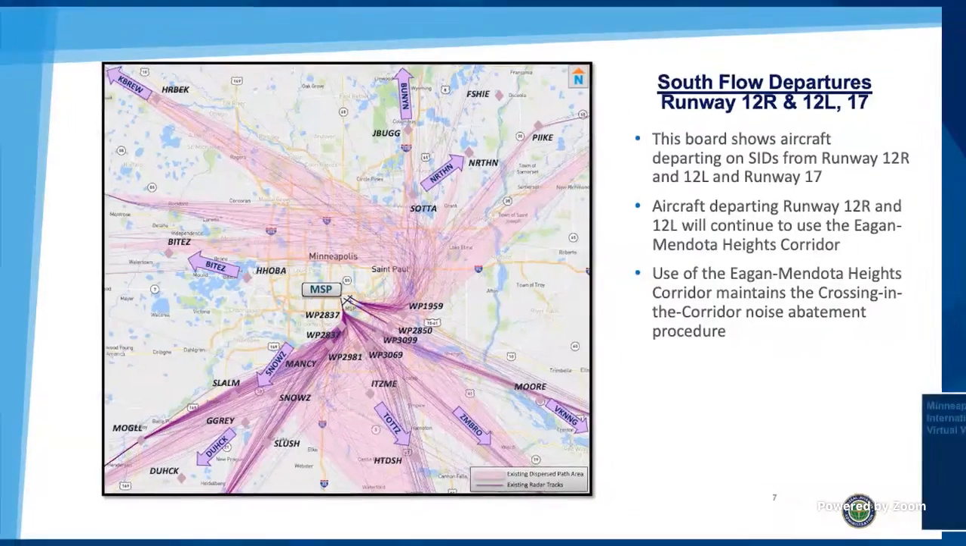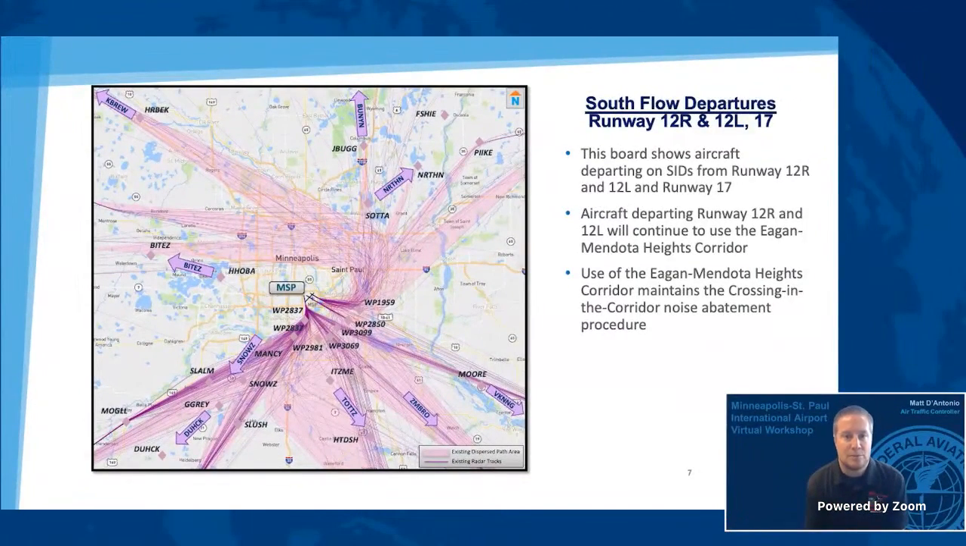Part of the new proposed departure procedure designs in South Flow was intended to deconflict with arrivals and departures. This means that the proposed departure procedures will be separated from arrivals, reducing pilot-controller communications and enhancing safety, which is always our top priority.